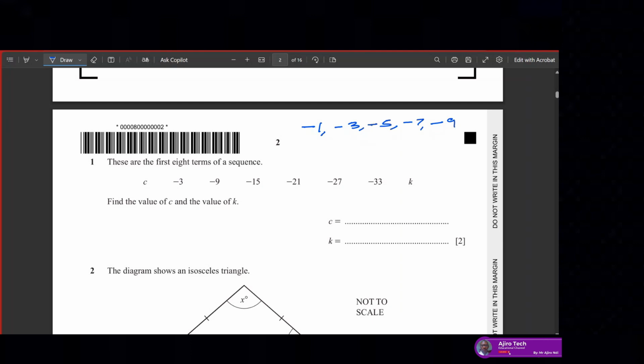Good. Then if we want to get c, what do you think we are going to do there? I think we would add 6. Very good. Do you understand? So we add 6 to -3. So we have -3 plus 6. That gives us what?